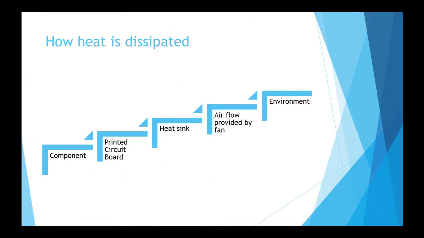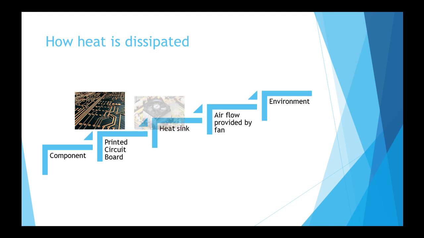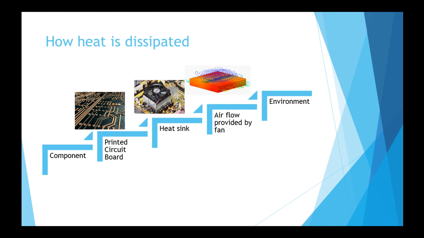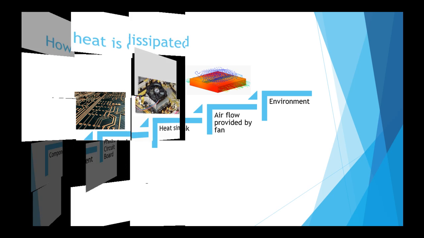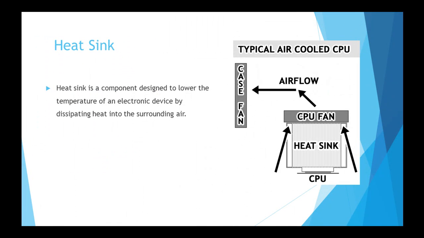How is heat dissipated? The heat transfer path may be from the component to a printed circuit board, that is a PCB, to a heat sink, to airflow provided by a fan, but in all instances eventually to the environment. Heat sink. As can be seen in the diagram, a heat sink is a component designed to lower the temperature of an electronic device by dissipating heat into the surrounding air.